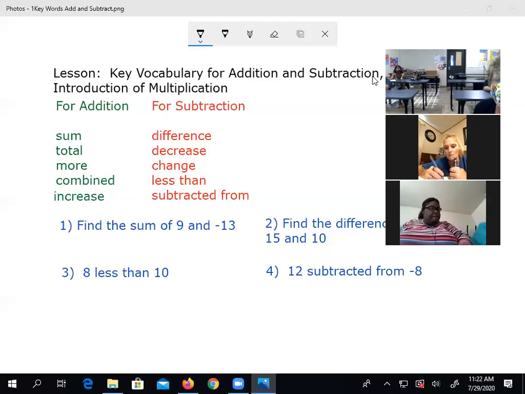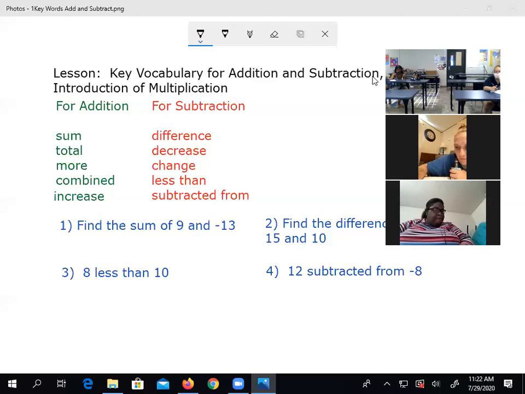The word decrease is going to mean subtraction. The word change is also a word that means subtraction. Where I hear the word change a lot is with temperature. On the GED test, they may talk about temperature. For instance, right now in the morning it may have been 60 degrees, and now it's 80 degrees. What's the change in temperature? Well, if you subtract those two temperatures, that would give you the change.